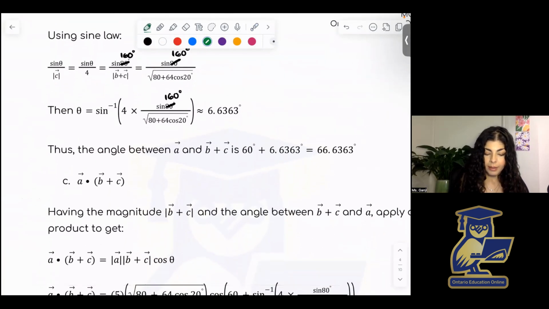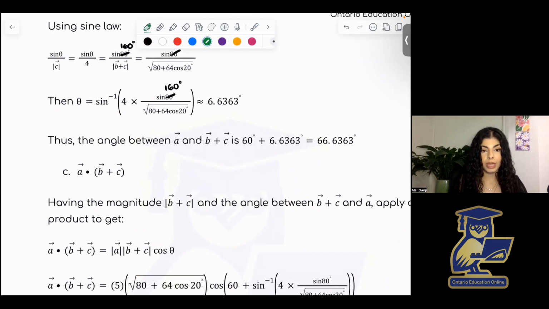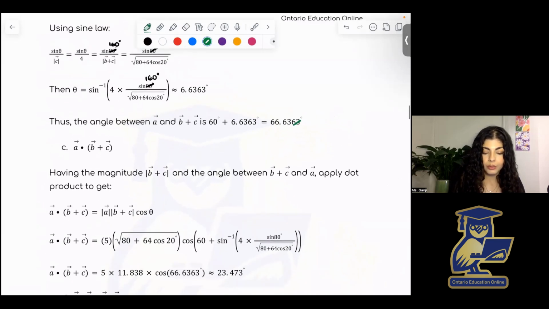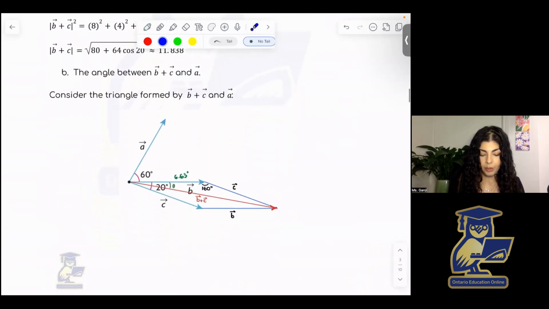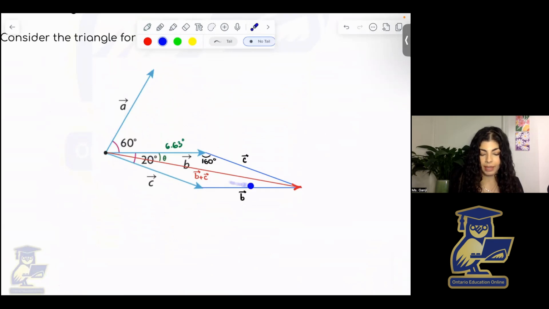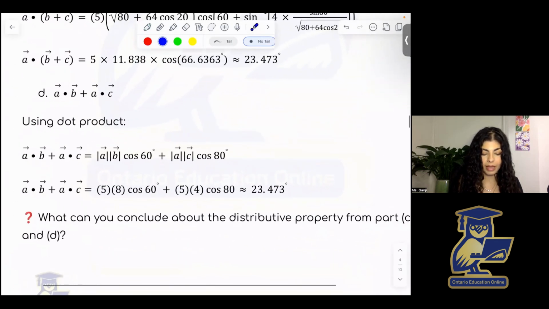And so then the angle between A and B plus C is 66.63. And you can just leave it at 2 decimal points here. So it would have just been fine to write that. And don't forget degrees there. And now we're asked to find the dot product between A and B plus C. So remember, we have magnitude of A, now we have magnitude of B plus C, and we have the angle between them, which is 66.63 degrees. So we can find the dot product here.